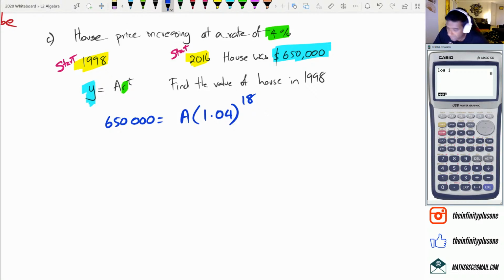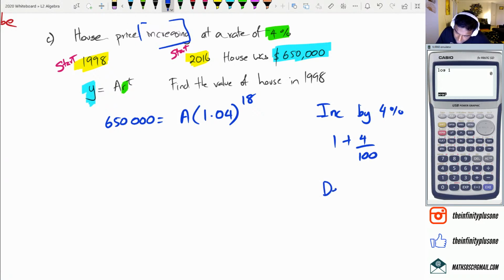Yep. So that's what we have right now. This question is a nice way to start off, because all you have to do is substitute the values. The reason it's 1.04 is because it is increasing at a rate of 4%. If anything is increasing by a particular percentage, you basically go 1 plus whatever the rate is divided by 100. If something is decreasing by 10%, then you would do 1 minus 10 over 100, which gives you 0.9.